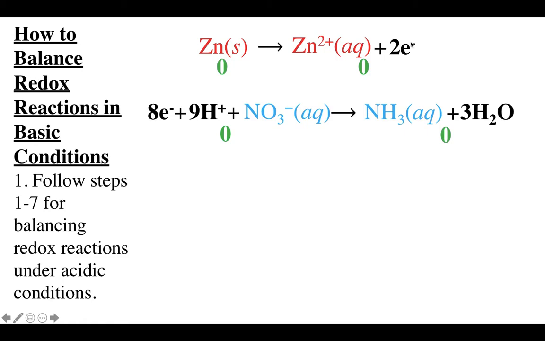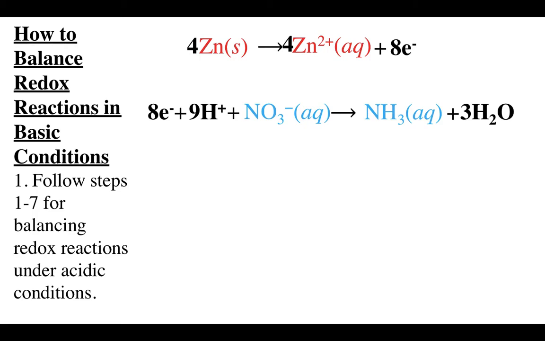So what times 2 will give me 8? The answer is 4. We're going to have to multiply the whole half reaction by 4. So 4 times 2 is 8, and we're going to distribute that 4 also to the other species. Each was 1 and 1, so it becomes 4 and 4. So now we have balanced everything. We've balanced our elements and our charges, so we're ready to add the equations together.